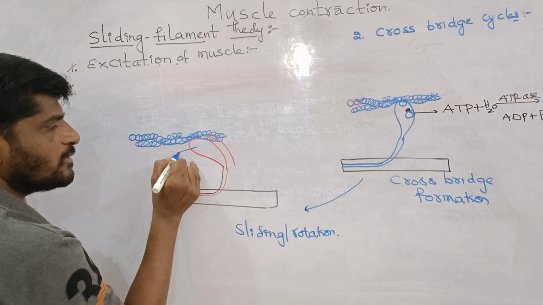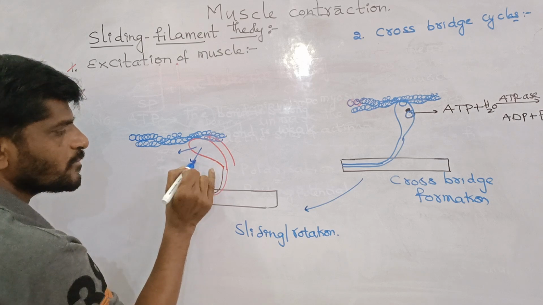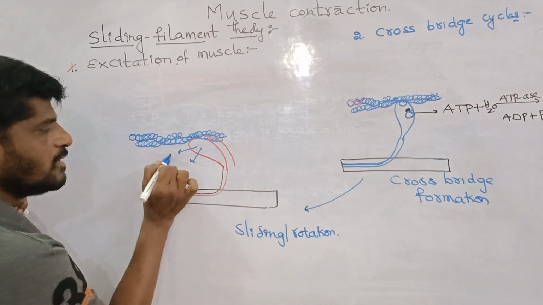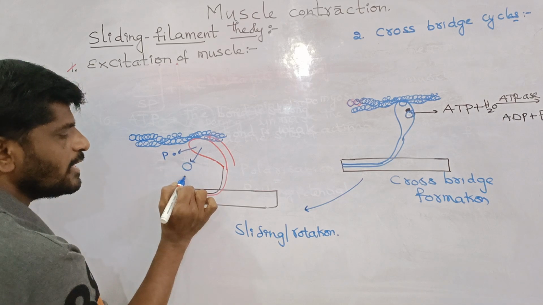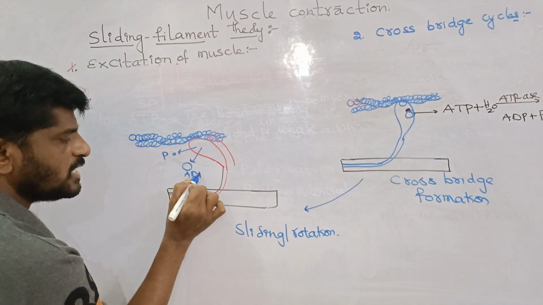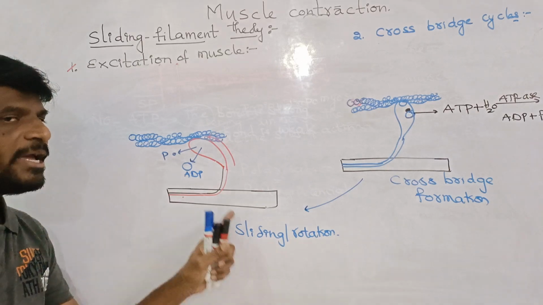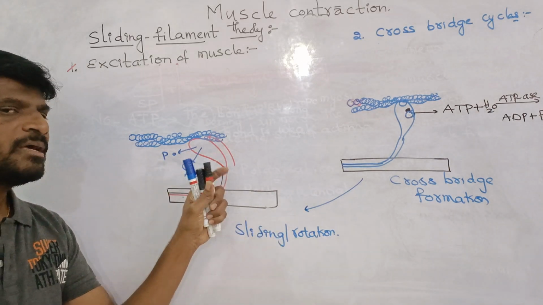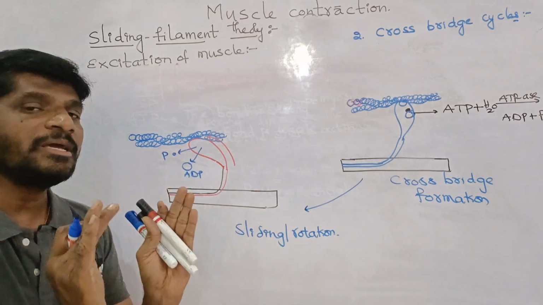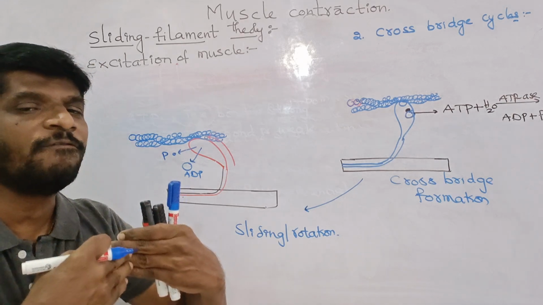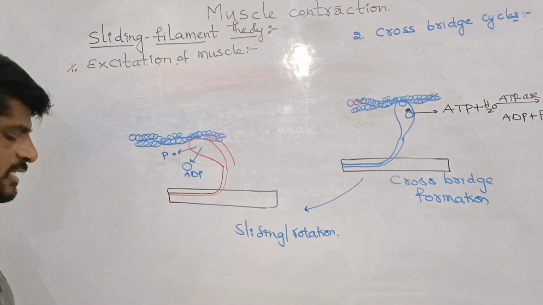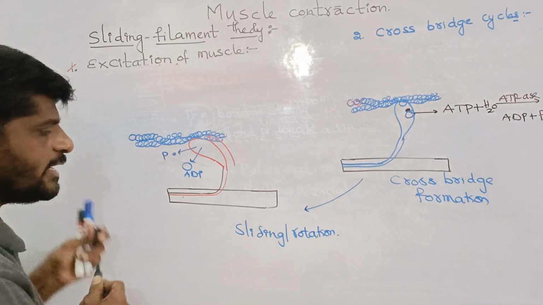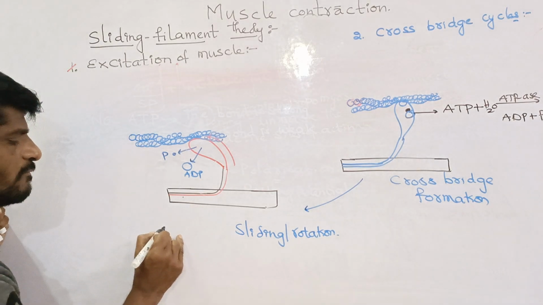After that you can see in the diagram, in the sliding or rotation, the inorganic phosphate is released along with the ADP. In the sliding or rotation, the inorganic phosphate and the ADP are released from the head of the myosin. The sliding or rotation can be called the power stroke.